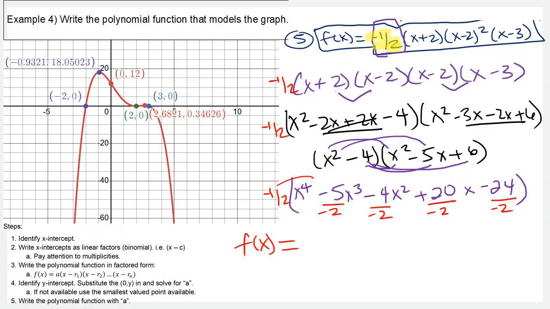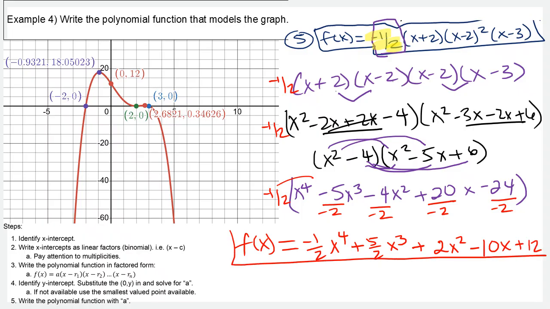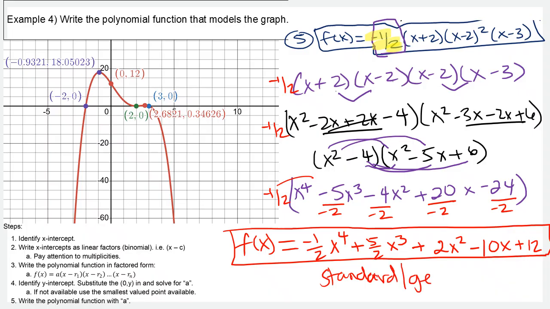negative 1/2 x to the 4th. A negative divided by a negative is a positive, so 5/2 x to the 3rd. A negative divided by a negative is a positive, so plus 2x squared. A positive divided by a negative is a negative, minus 10x. And a negative divided by a negative is a positive, so plus 12. And that would be our general, expanded form. Standard, general. Sometimes I'd be really concerned about my handwriting.